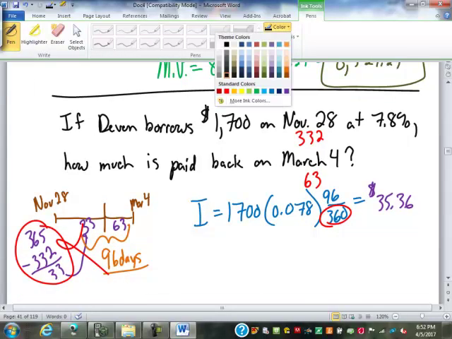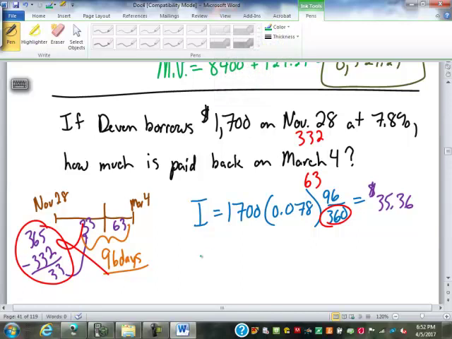Now we've got to finish this one off. We're asking how much was paid back, so we do have to find the maturity value. So 1,700 plus the 35.36 is $1,735.36.